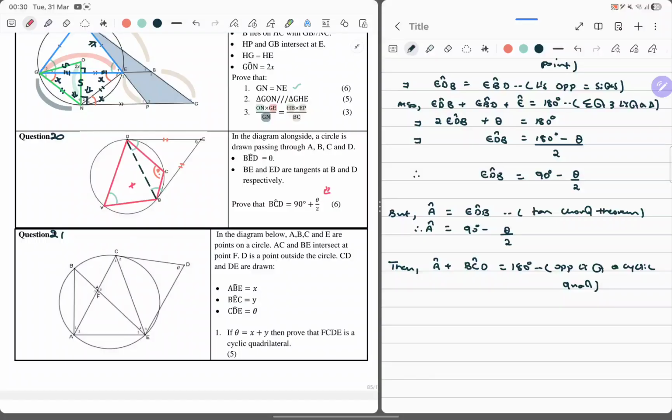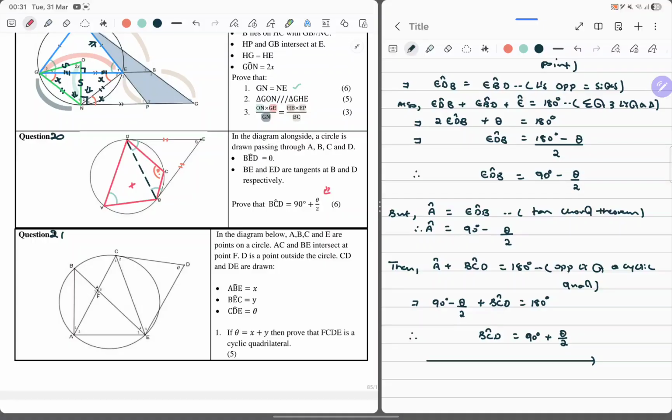There's only one so far, so we don't need to fuss about which one. So A is 90 degrees minus theta over 2, plus BCD equals 180. So from here we know that BCD is going to be 180 minus 90, which is 90 degrees. We transpose that, it becomes theta over 2. Done.